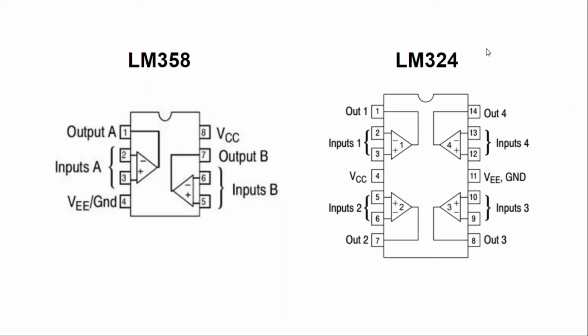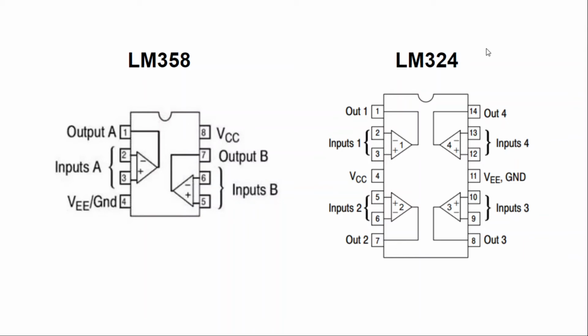In terms of operation, both the ICs are similar except that LM358 has just 2 op-amps and LM324 has 4 op-amps. So based on which IC you have, make the connections accordingly. For example, in case of LM358, pin number 8 is VCC, which means V plus, and pin number 4 is V minus. So if you have LM358 with you, you have to provide V plus to pin number 8 and V minus to pin number 4.